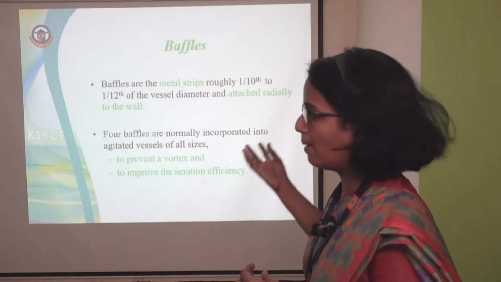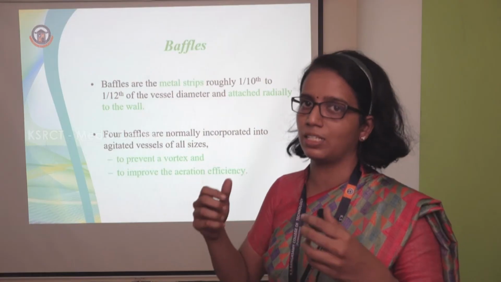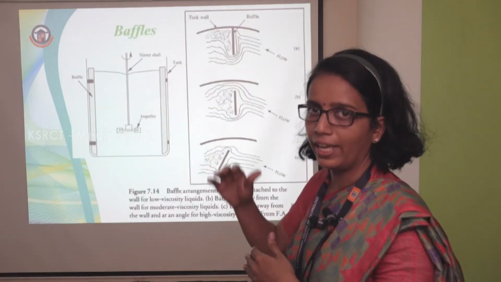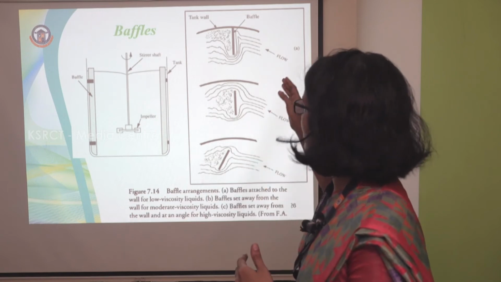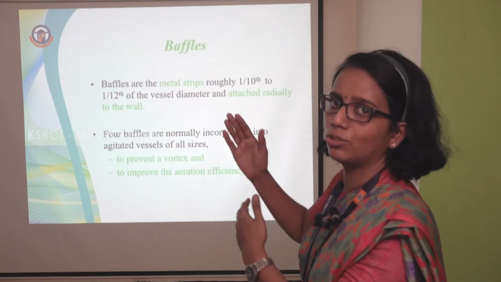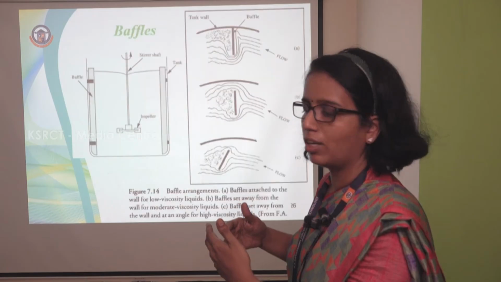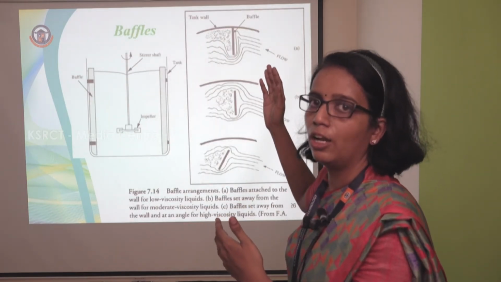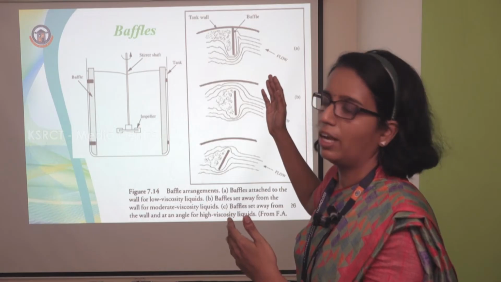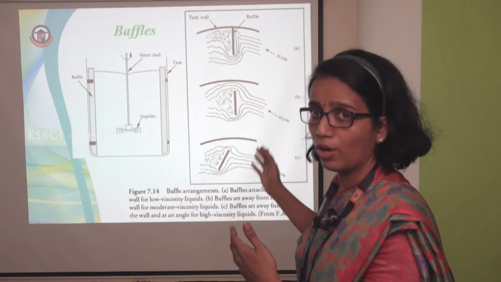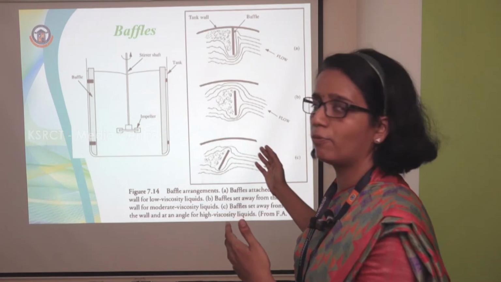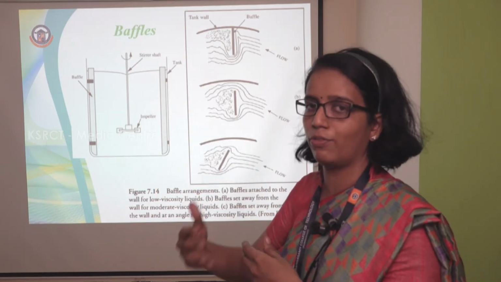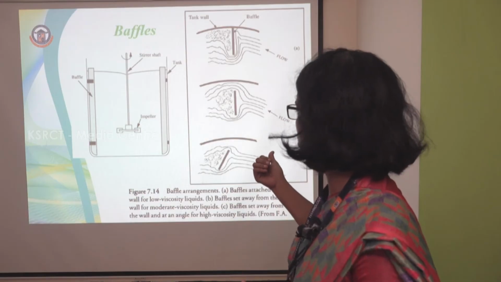Next, let's see about the baffles. A baffle is a metal strip placed on the sides of the fermenter, normally about 1/10 or 1/12 of the vessel diameter, and attached to the vessel's walls. Here, the first one is for a low viscous fluid biofermenter, and the last one facilitates more agitation, which helps achieve more mixing of the fermenter fluid.